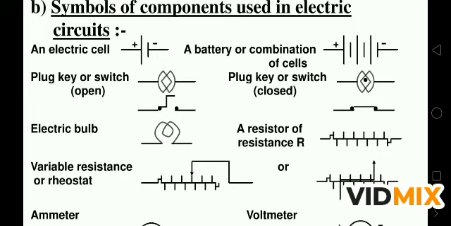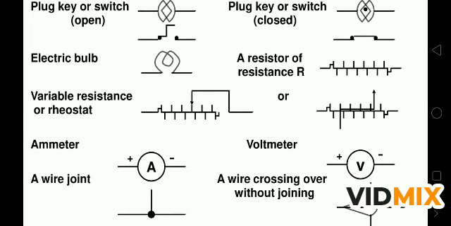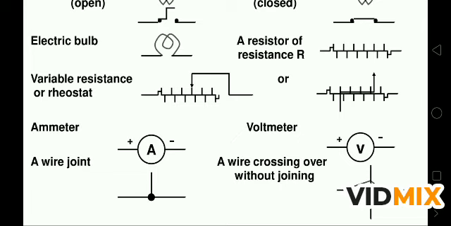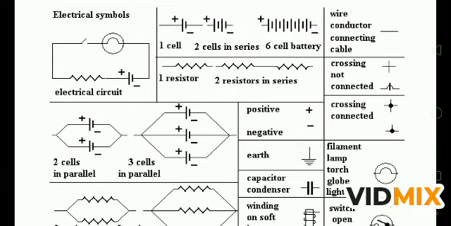This is a variable resistance, or we can say rheostat. Symbol of an ammeter. If you see there are two wires and there is a dot, it means the wire is joined here. Symbol of a voltmeter. And this is an electric circuit.